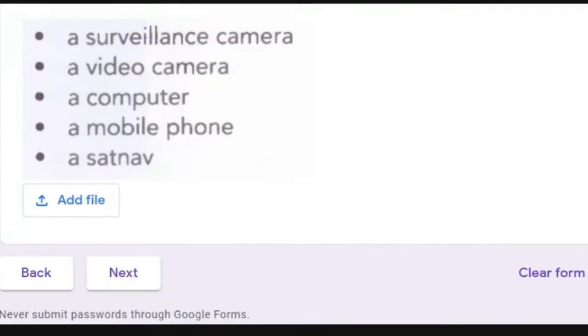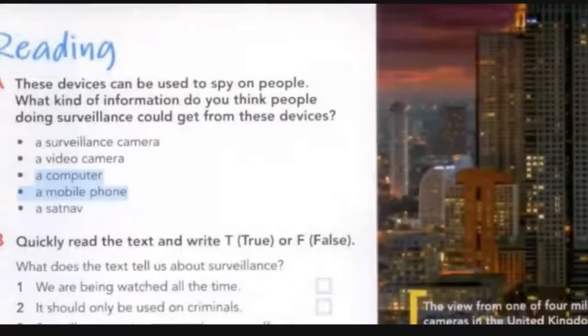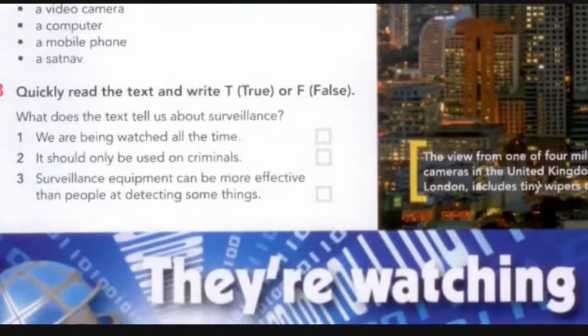Okay, next. We go back to the textbook. Okay, next activity. Quickly read the text and write T for true or F for false for these three statements. What does the text tell us about surveillance? Okay, this is what the text tell you. It's not about your own opinion. You have to refer to the text. Okay, number one, we are being watched all the time. Is it true or false?